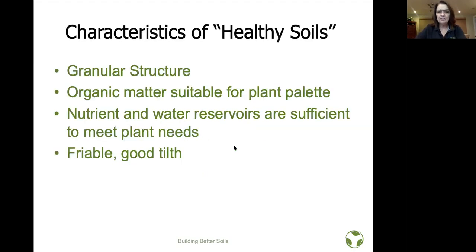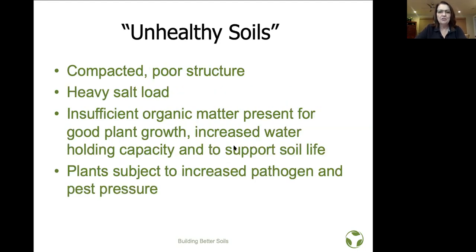So what are the characteristics of healthy soils? First of all, healthy soils have granular structure. They have organic matter that's suitable for the plant palate. They have nutrient and water reservoirs that are sufficient to meet plant needs, and they have friable, good tilth. So when you pick up your soil, it's crumbly, it has a nice dark color, and it doesn't have any obnoxious smells to it.